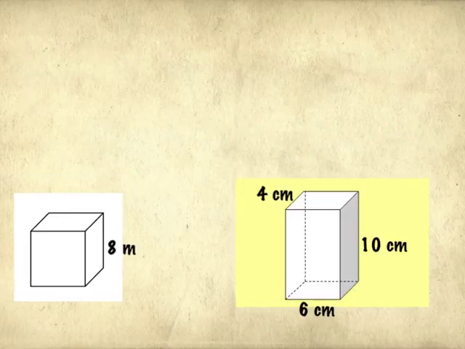Here we have 3 more shapes. I have a regular cube that is 8 meters on each side, very big cube. And I have a rectangular prism that is 4 centimeters by 6 centimeters by 10 centimeters. Pause the video here, figure out the volume for each of those, and then come back and we'll check your answer.